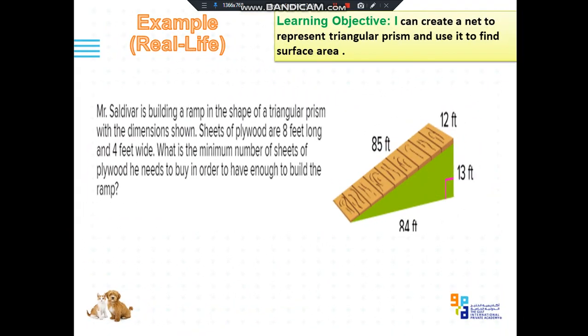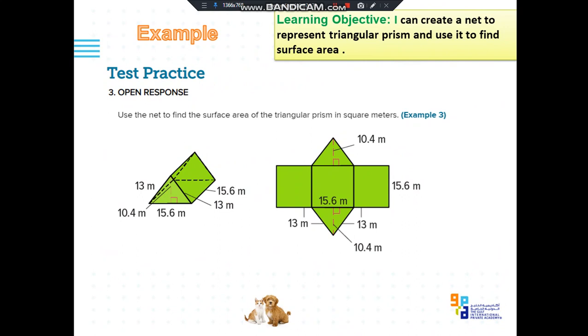There is some example from our life. Here you can read this one and try to work on it. It's exactly the same as the other one, and try to find the surface area. Here is some example coming from test practice before. Here he already composed the figure of a triangular prism. I need to find the surface area of this shape.